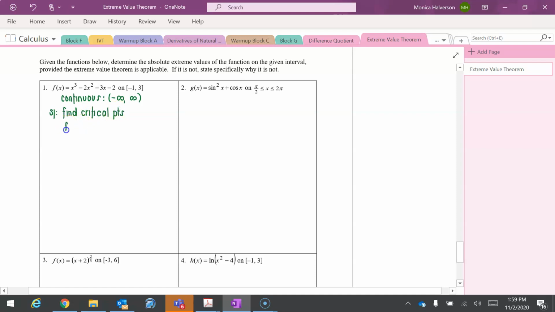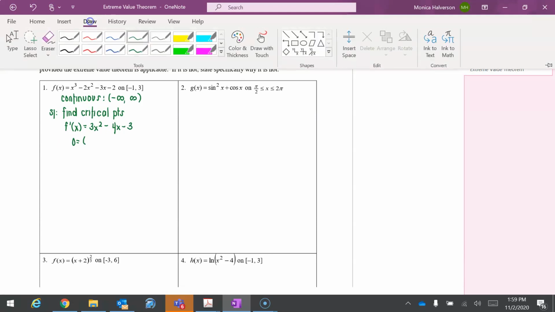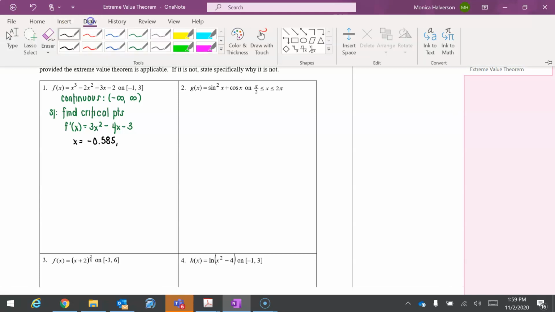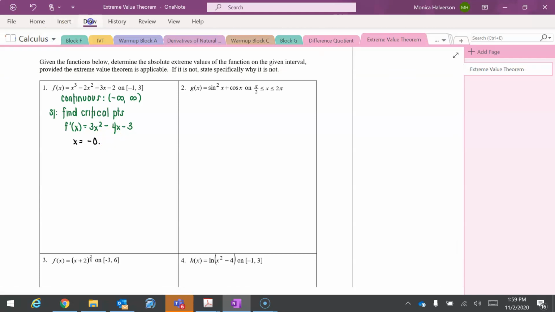And you're going to find that by doing the first derivative is equal to 3x squared minus 4x minus 3. You're going to set that equal to 0. And you're going to realize, this is not factorable. So if I can't factor it, I have to use the quadratic formula. Okay, and if I use the quadratic formula, I get x is equal to -0.535, and x is equal to 1.869.